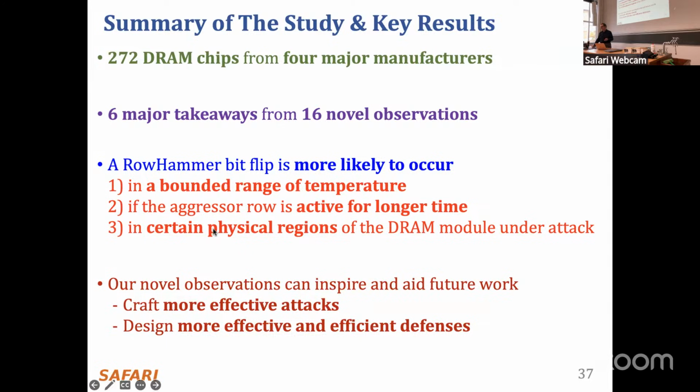The second observation in this work, which led to another discovery, RowPress, which we will talk about, is that a RowHammer bit flip is actually more likely to occur if the aggressor row is kept active for a longer time. You activate the aggressor row, you open the row, it's in the sense amplifiers, and you keep it active for some time before closing it and opening another aggressor row.